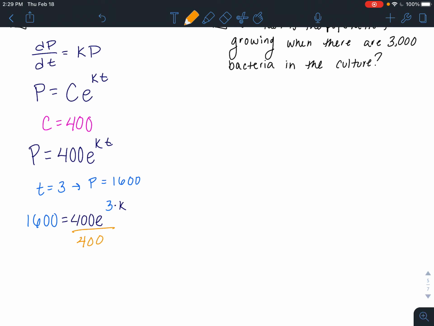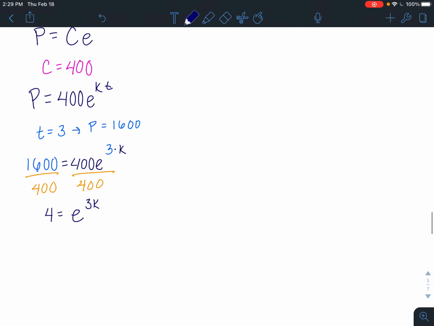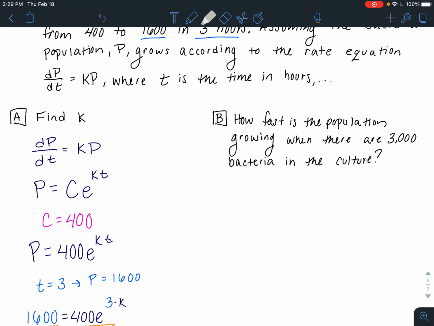Just going to put the K there. So if I divide both sides by 400 now, 1,600 over 400 gives me 4 equals e to the 3k. If I rewrite that using natural logs, I get the natural log of 4 equals 3k. And then I'm going to divide both sides by 3. So my k value is the natural log of 4 all over 3. You don't want to switch the numbers like I just almost did. So we found our k value. That was the answer to that question.